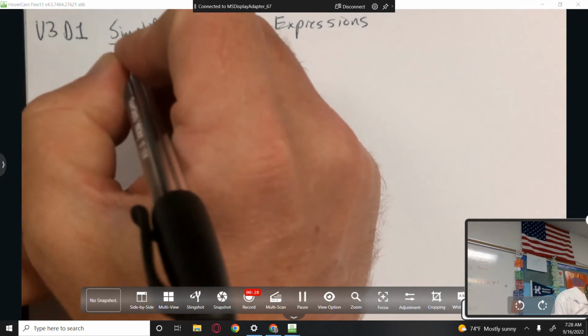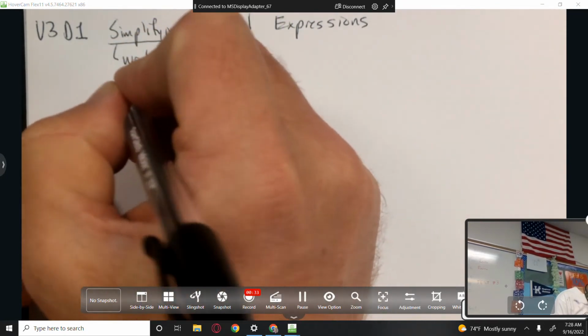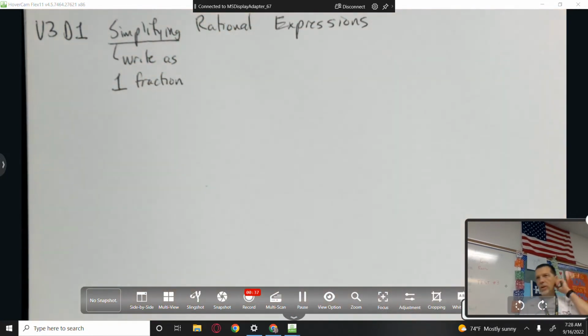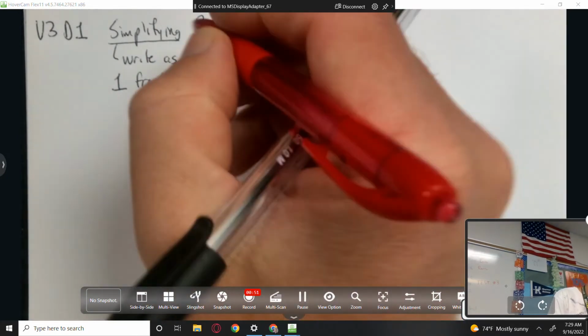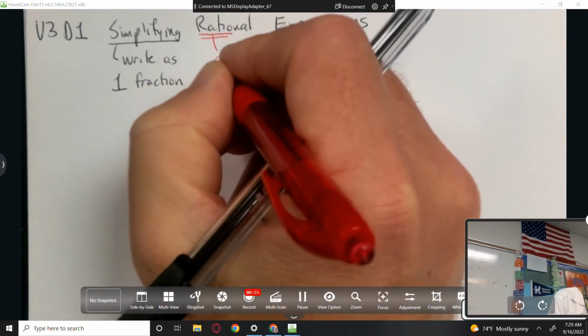Simplifying means we want our answer written as one fraction. So we're going to get expressions with 2 and 3 fractions, probably not more than 3. And we want to either add, subtract, multiply, or divide and get those into one fraction. So that's the goal. We already mentioned that rational means we're dealing with fractions.